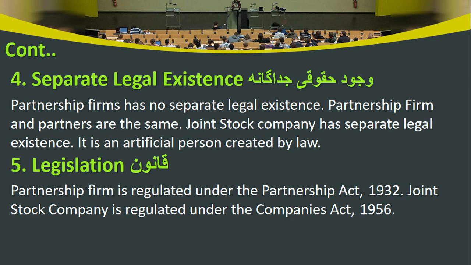Therefore, in the Partnership Act of 1932, all the rules and regulations are set. While the joint stock company is regulated under the Companies Act 1956. The rules of the company, how the company should be run, all the affairs and all related things are there in that act.